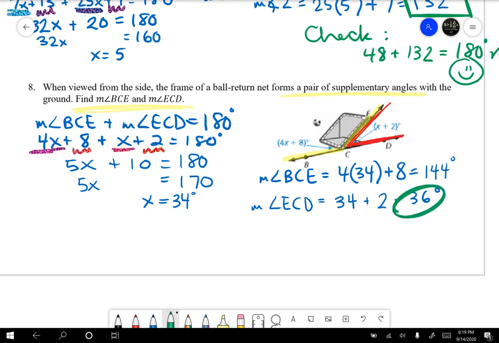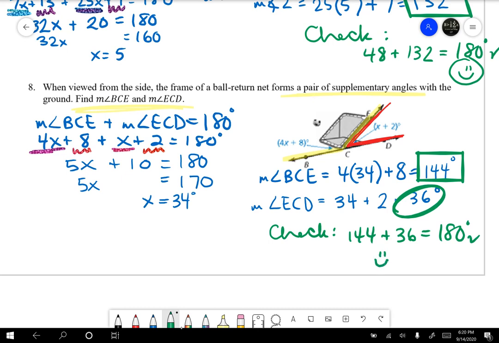I box my answers. That is what I'm supposed to do, and then I'm going to check it. 144 plus 36, and lo and behold, it's 180 degrees. Yay! And we can be done for now.